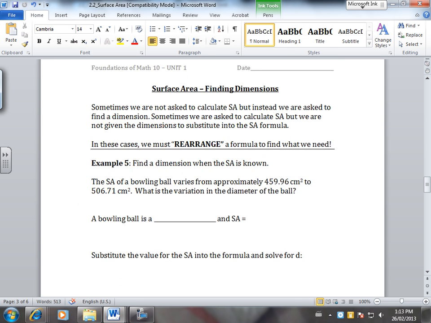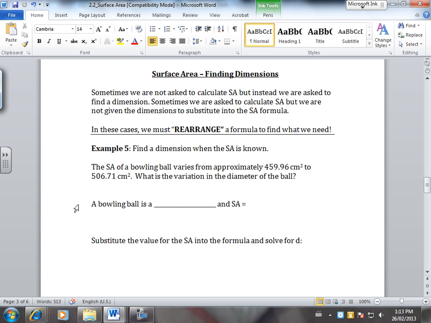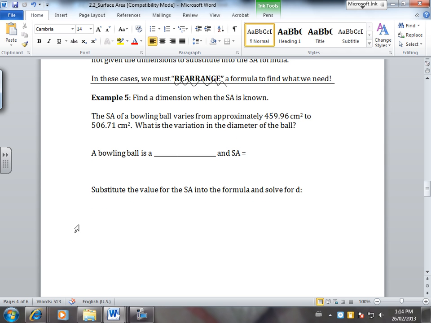And we'll just do a little bit more, and that will be it for today. So the surface area for finding dimensions. Sometimes we're not asked to calculate the surface area. Sometimes we're looking for a dimension, so like a side or a radius or something like that. Basically what we'll have to do is rearrange using algebra to find what we need. So finding a dimension when the surface area is known.